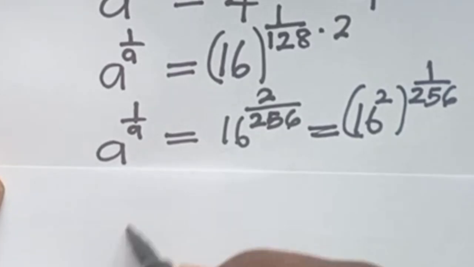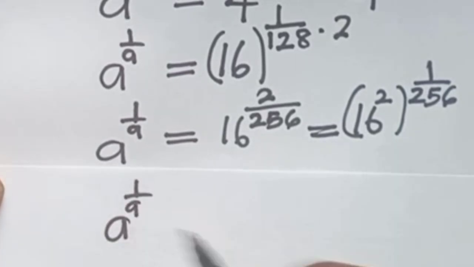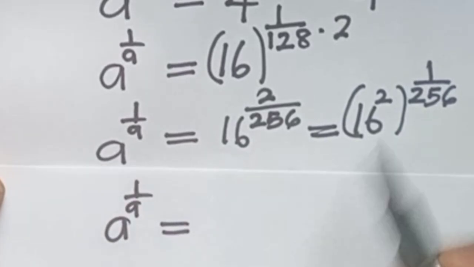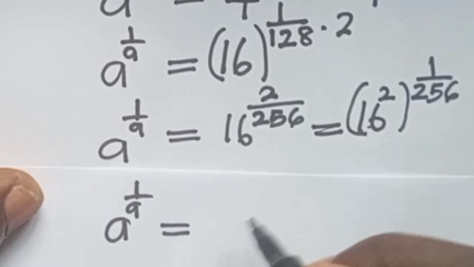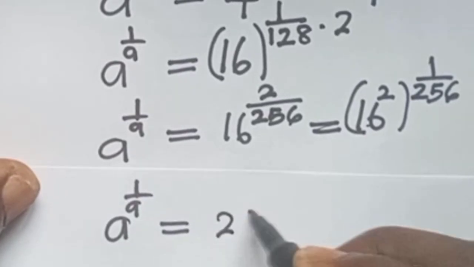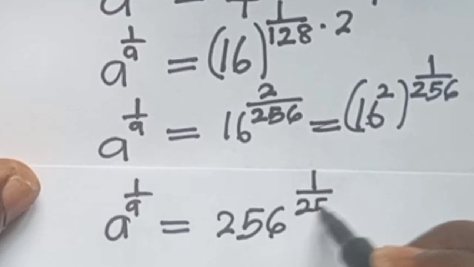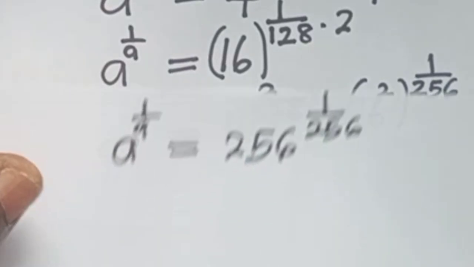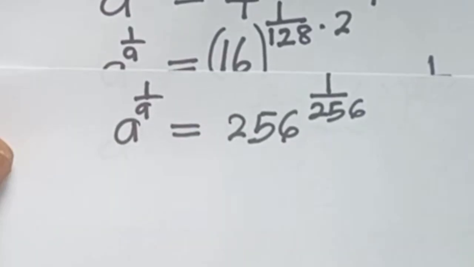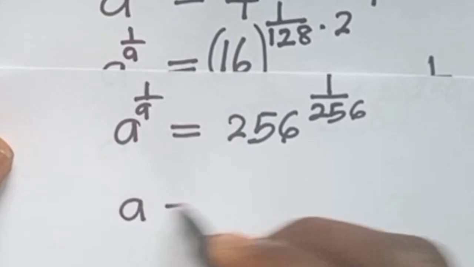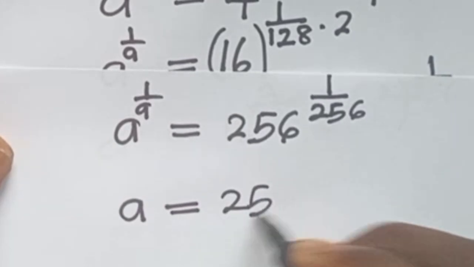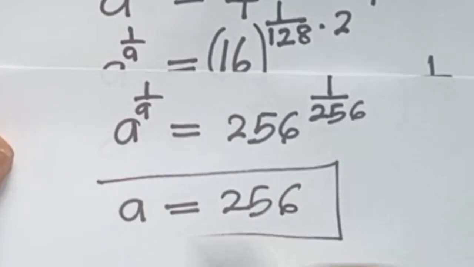And if you do this very well, a to the power of 1 over a will equal 16 to the power of 2, that is 256, to the power of 1 all over 256. And by comparison, a equals 256.